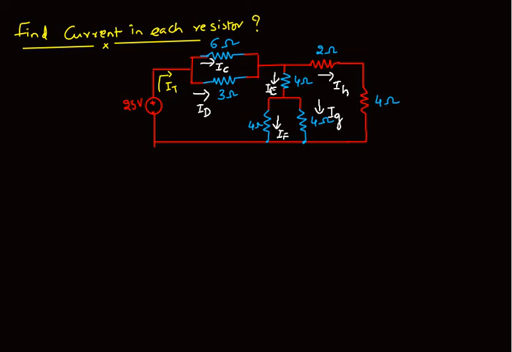In this class we are going to find out the current in each resistor. Suppose if you want to find out the current in this circuit, we have to convert it into a simplified circuit. So now I am trying to draw a simplified circuit.